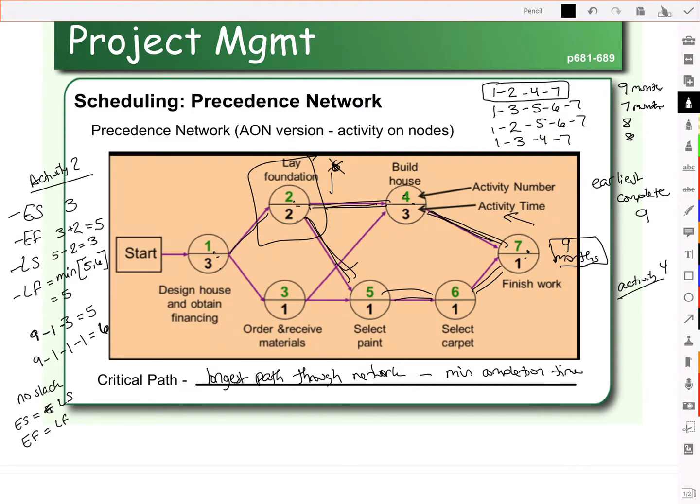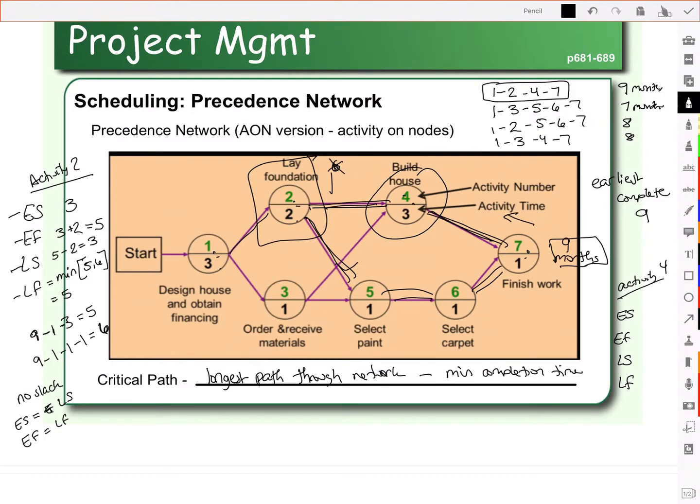So for activity 4, what's the early start, the early finish, the late start, and the late finish? Okay, we can start with early start, and we are looking at activity 4. So now we're looking at this one here. Now notice that there are multiple paths to get to activity 4, right? We can do 1, 2, then 4, and we can do 1, 3, then 4.